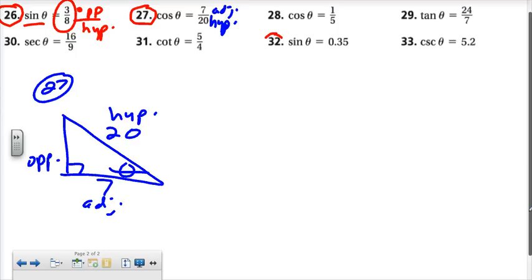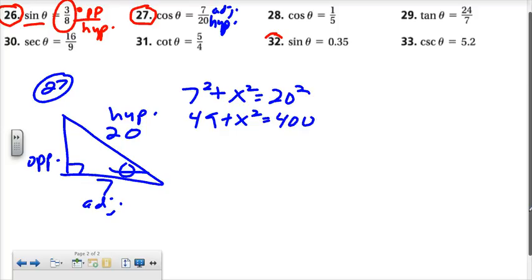and I need to figure out what it is, and I'll have to use the Pythagorean theorem. So 7 squared plus, I'll just make it x squared equals 20 squared. 49 plus x squared equals 400. So we'll take 400 and we're going to subtract 49, and that will get us 351.